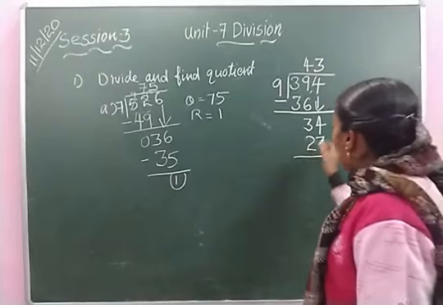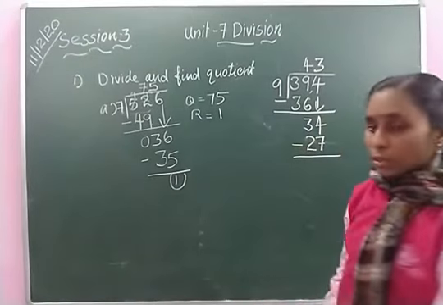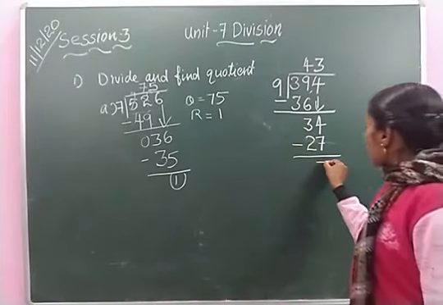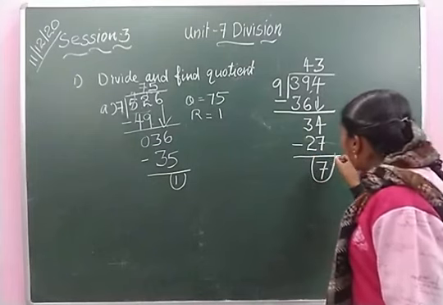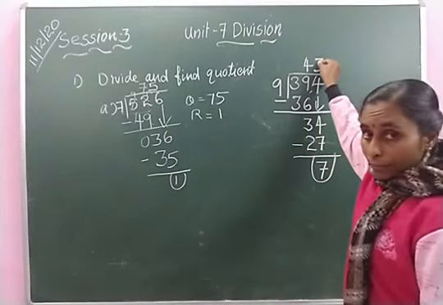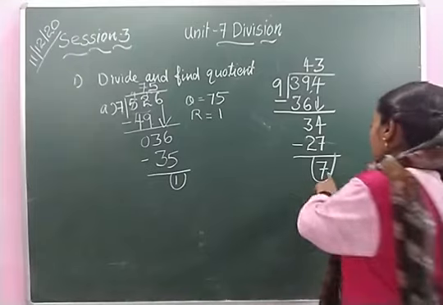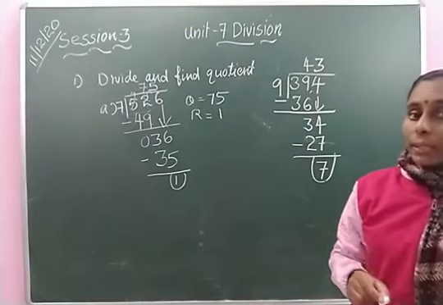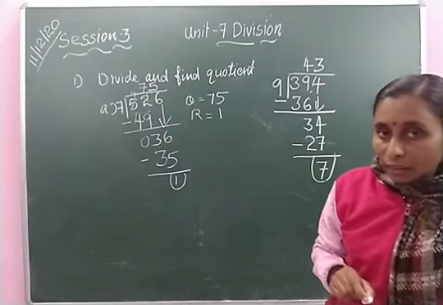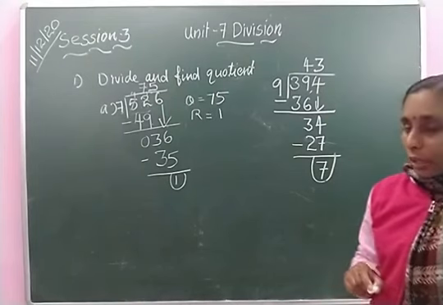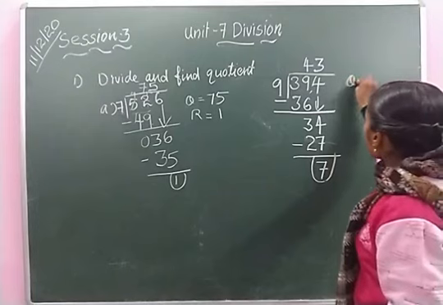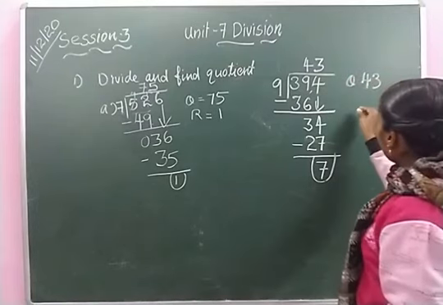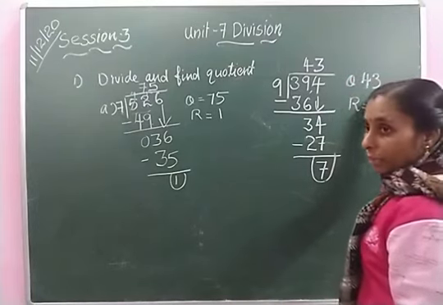What is the next step? 34 minus 27 is equal to 7. Now see here that quotient is 43 and remainder is 7. This 7 we have got is smaller than 9. Remainder is always smaller than the divisor. Okay. Now quotient is 43 and remainder is 7.